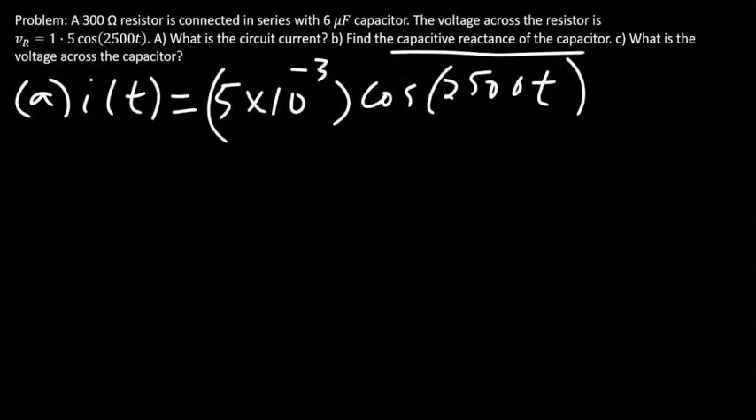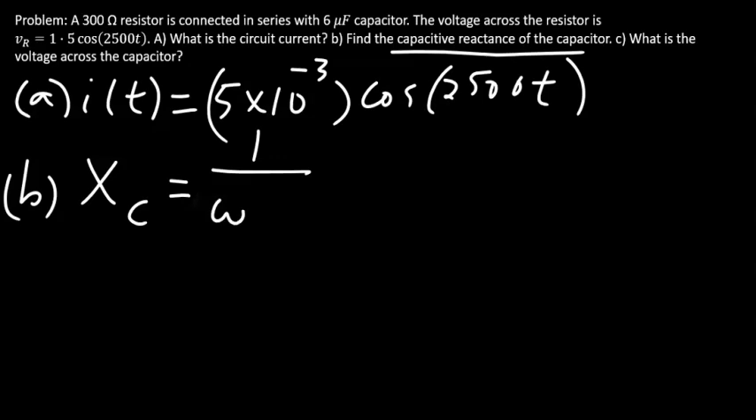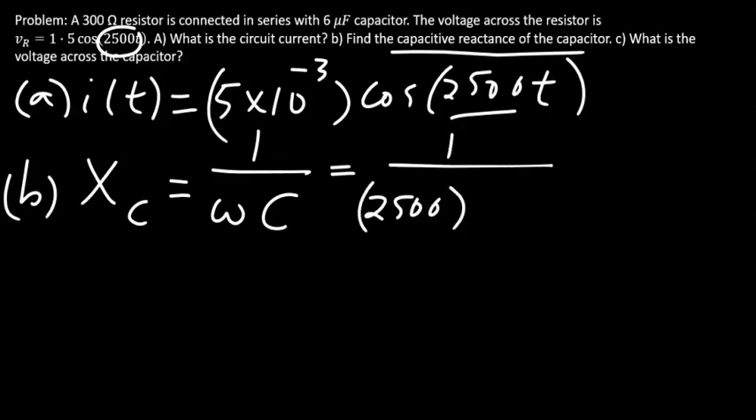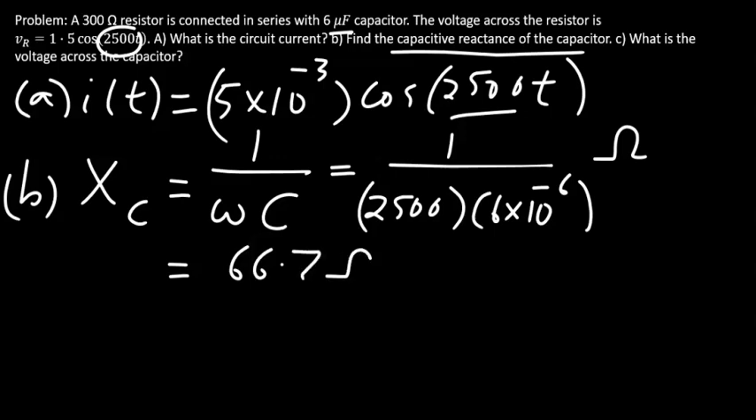Part B, find the capacitive reactance of the capacitor. So capacitive reactance is given by 1 over angular frequency times the capacitance. Now the angular frequency can be determined from that expression, and it is 2500, so 1 over 2500. The capacitance is 6 microfarad, so 6 times 10 to the power minus 6 farad. The answer is in the unit of ohms, which will give you about 66.7 ohms.